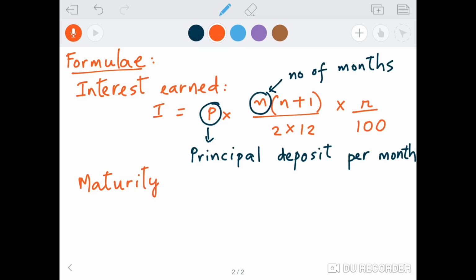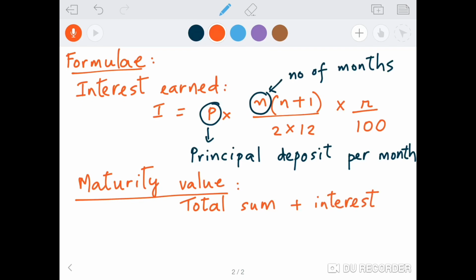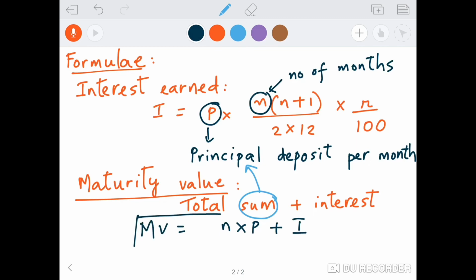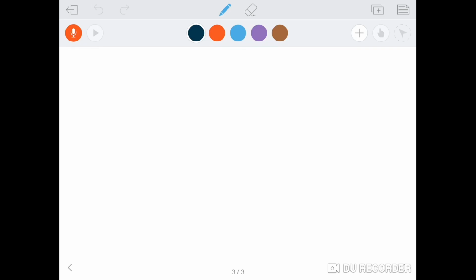N indicates the number of months you put in the amount, and towards the end of it, the total money that you get, which includes your principal and the interest, is called the maturity value. The amount gets matured after a specific period of time, and this is given by the formula: total sum and the additional interest that you have earned. Total sum is the money that you had put in for n months, which is nothing but the principal. So if you are looking at depositing rupees P every month for n months, then your total principal is going to be n into P plus the interest component to it. So your maturity value is going to be NP plus I, where NP is the total principal invested for n months and I is the total interest.